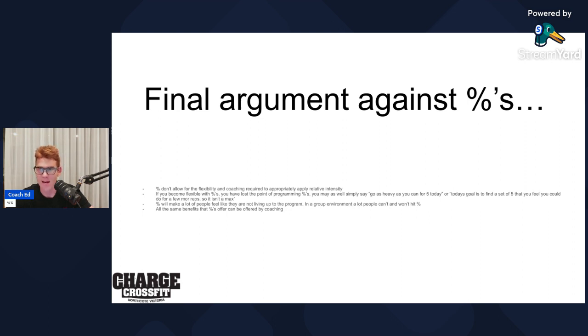If you're allowing that flex, I'm sorry, you're no longer truly doing the percentages. You're not hitting them. So you've actually opted for not doing them, which is fine. But that's the balance you want to strike. If you become flexible with percentages, you have lost the point of programming percentages. That's the second point here. You may as well say, go as heavy as possible for 5 today, or today's goal is to find a set of 5 that you feel you could do for a few more reps, so it isn't a max. Those sentences correlate to a particular percentage in the traditional sense. They correlate to your 90 or your 85%.